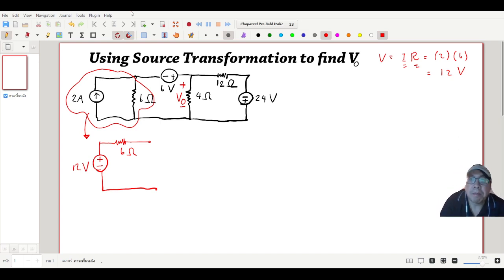In the middle position, we do nothing right now, because it is in the form of an independent voltage source, and it has no series resistor, like this. Okay, we go to the next step. We keep the 4 ohm here, and then the output VO.